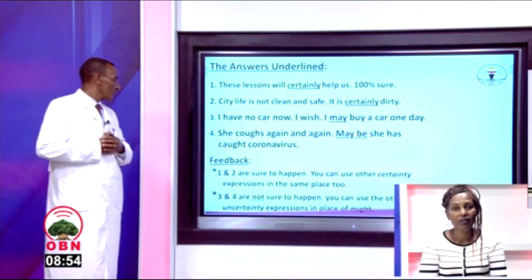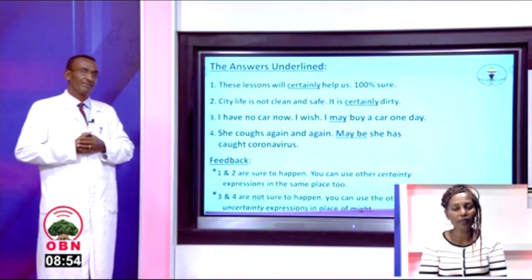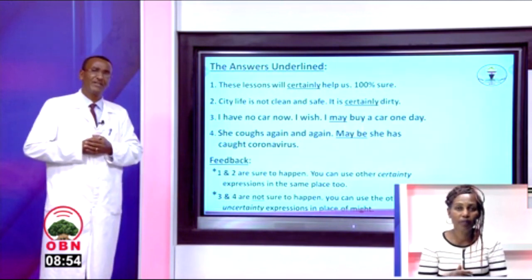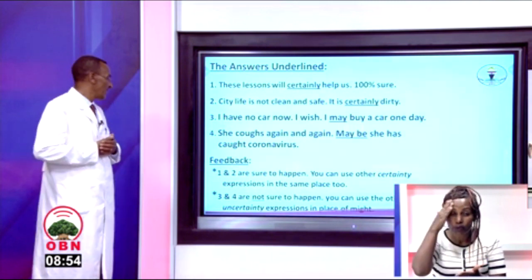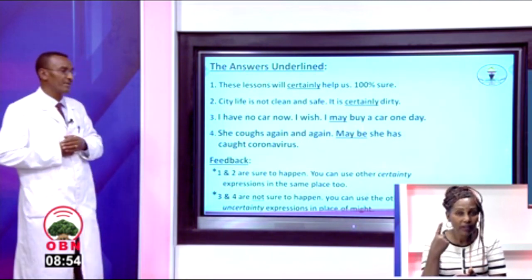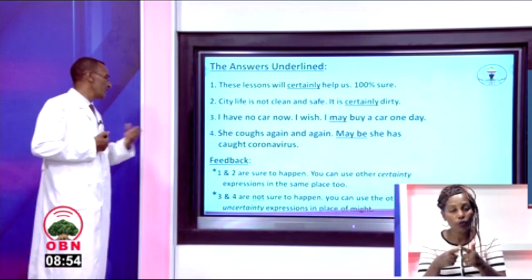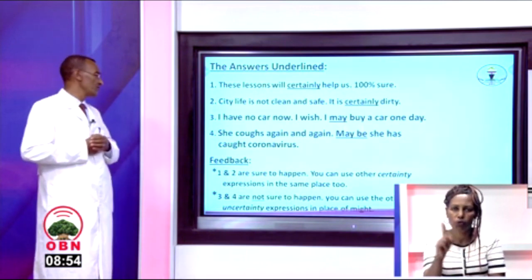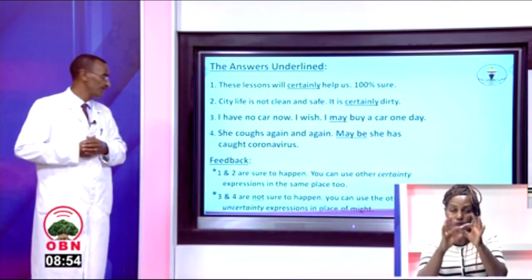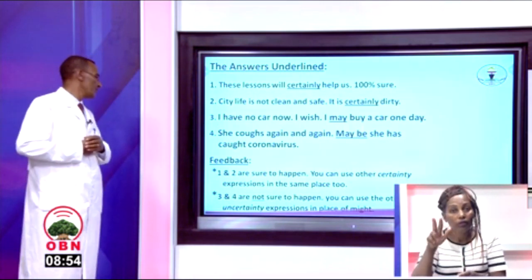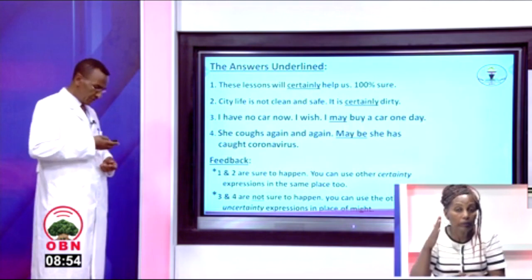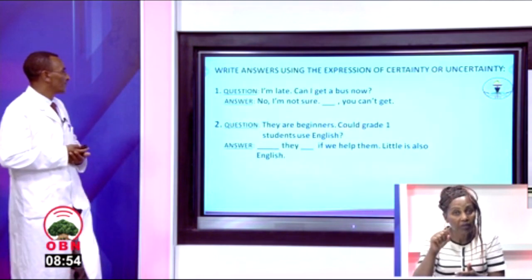Okay, I want your feedback. Did you get these two concepts or ideas clearly? One and two are sure to happen. You can use other certainty expressions in the same place also. Three and four are not sure to happen. You can use other uncertainty expressions also.